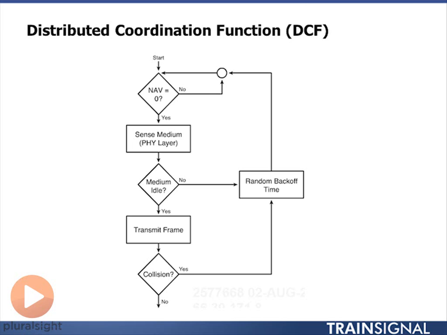And each time I come down here and I have a collision, I double my contention window from which I calculate the random backoff period. And in this way, as my random backoff period is selected from a larger and larger number, I'm avoiding collisions with other wireless LAN devices that are operating, and eventually I'll get an acknowledgement back.